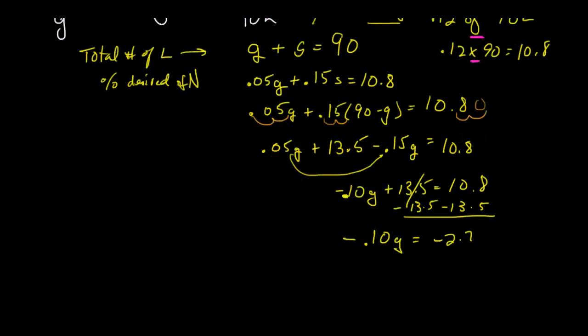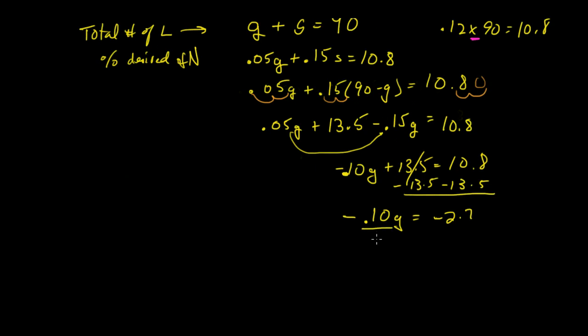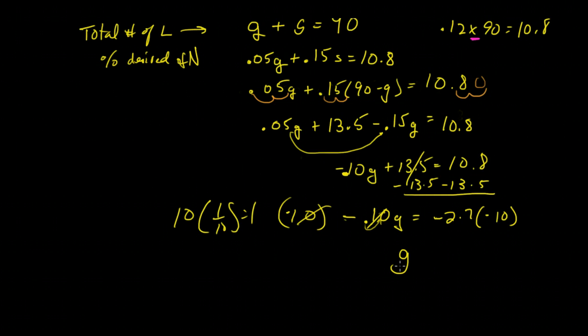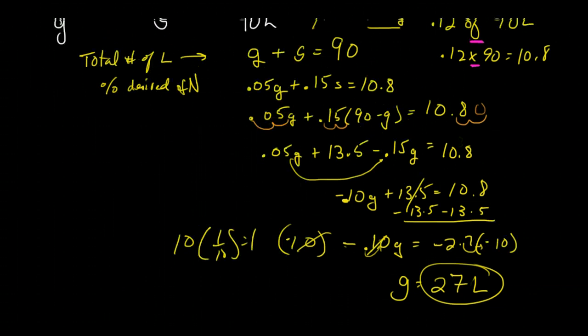Rather than divide by 0.1, I just need to move that decimal over one time, don't I? So let's multiply both sides by negative 10, so that I can make my G positive, right? A negative times a negative is a positive G. 10 times 1/10 equals 1, so those cancel. That gives me, move that over once, negative and negative is positive. So I'm going to use 27 liters of the G, the green one.